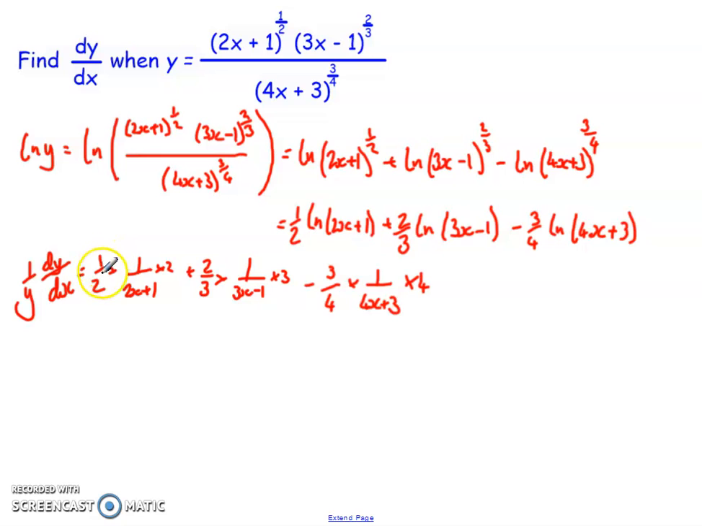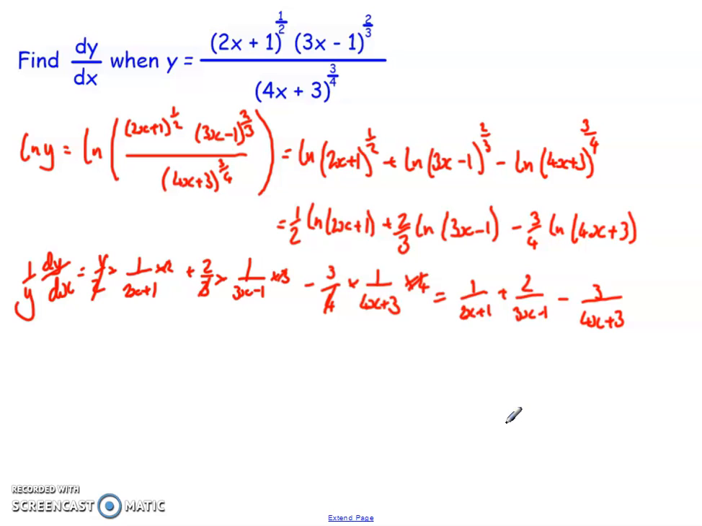So if I go through each of these and simplify it now, what I'll discover is a half times the 2 there, they cancel. I've got my times 3 and my divide 3 there, they'll cancel, and I've got my divide by 4 times by 4 there, they'll cancel as well. So what I'll end up getting for this is 1 over 2x plus 1 plus 2 over 3x minus 1, take away 3 over 4x plus 3.